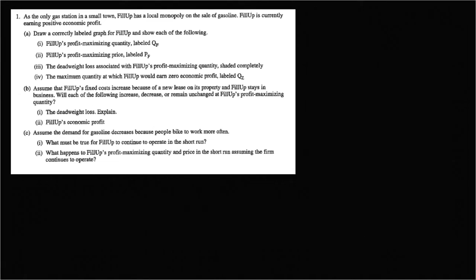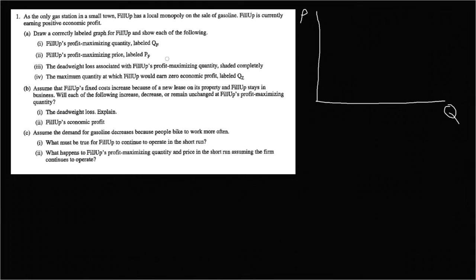Alright, let's do a free response question for AP Microeconomics, Unit 4. This is a question on a local monopoly. So we're going to draw a correctly labeled graph for Philip. We already know we have quantity on the x-axis, price on the y-axis.